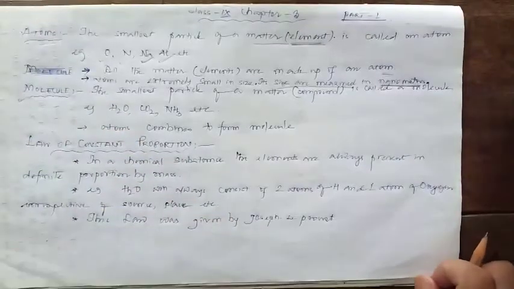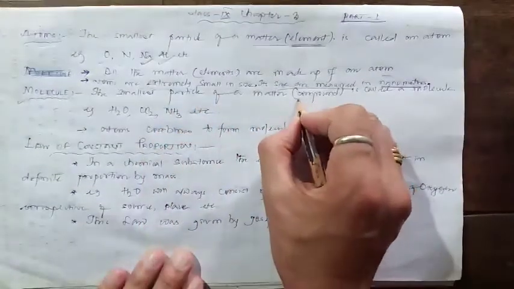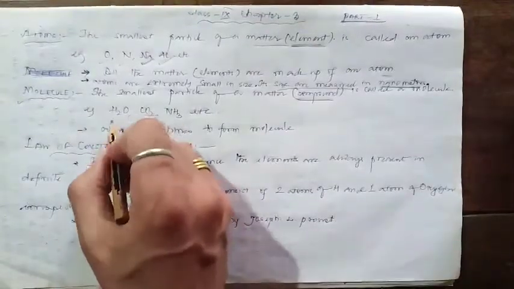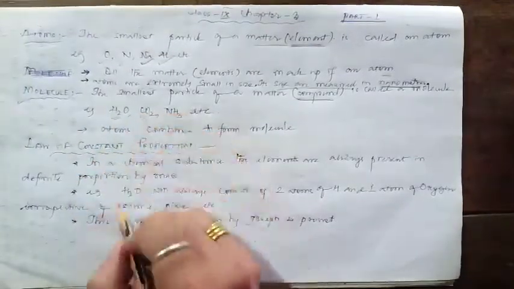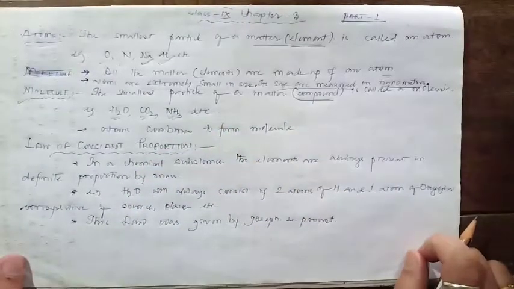Now students, next comes molecules. Atoms and molecules are the smallest particles of a matter. Atom is the smallest particle of an element. Now a molecule is the smallest particle of another pure substance called compound. Say water is a compound, carbon dioxide is a compound, ammonia, and many more. All these are compounds.